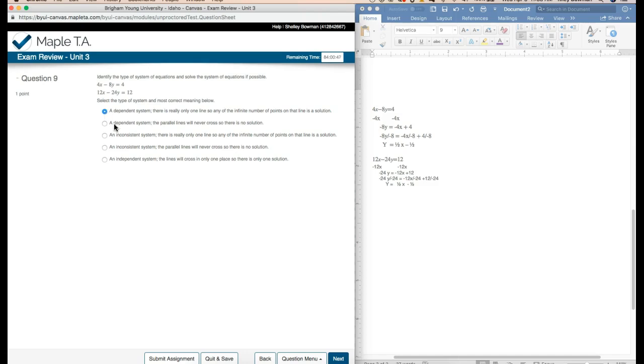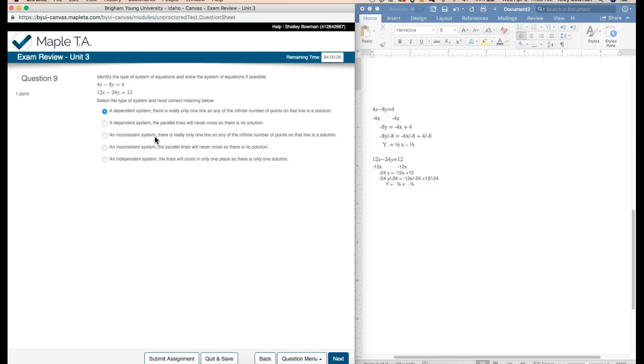The next one, don't get confused. It does give you dependent system. However, they're saying these are parallel lines that will never cross, so there is no solution. That is the wrong definition for dependent. And these are not parallel because they cross through the y-intercept at negative 1 half. They both cross there.